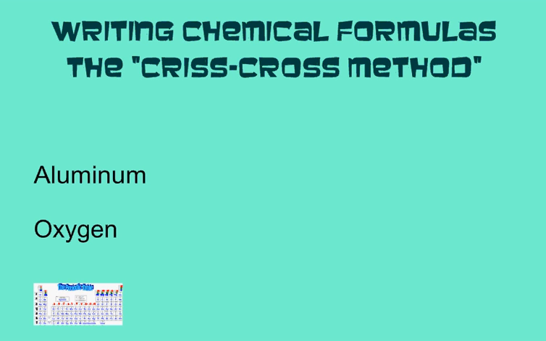Here's the first one. We are going to combine aluminum and oxygen, and we're going to see what kind of ratio is needed to have the 2 elements, aluminum and oxygen, form a chemical bond. There's a couple simple steps. We need to first of all find the oxidation charges, the oxidation numbers, for aluminum and oxygen. They are on our periodic table.